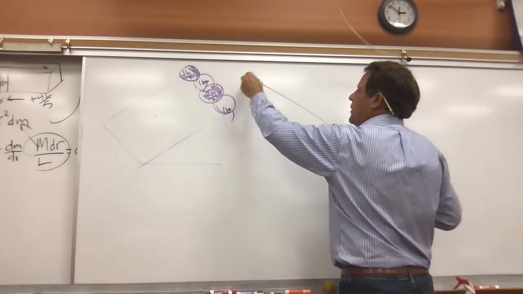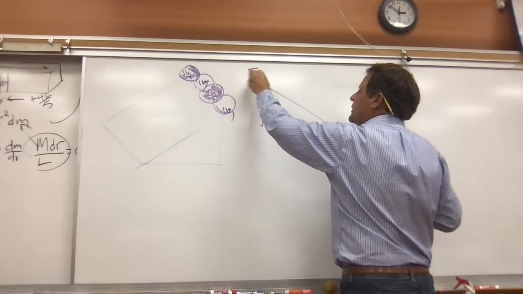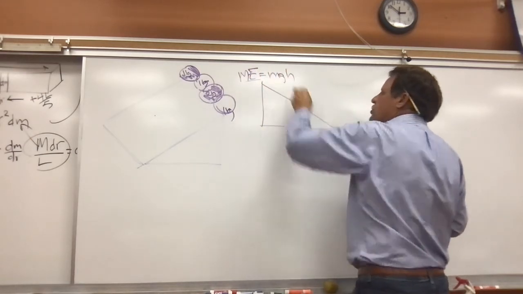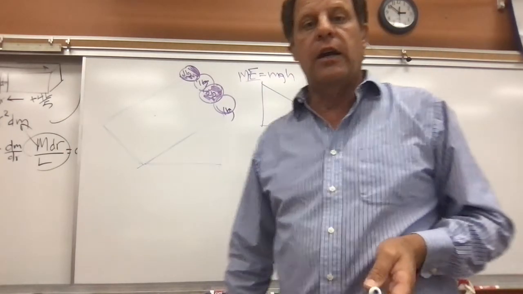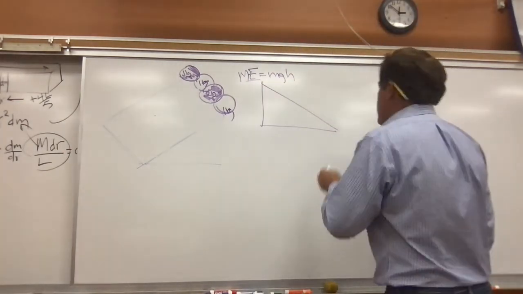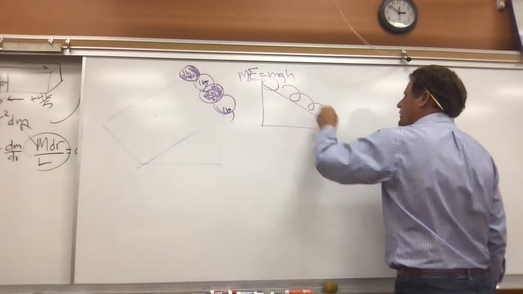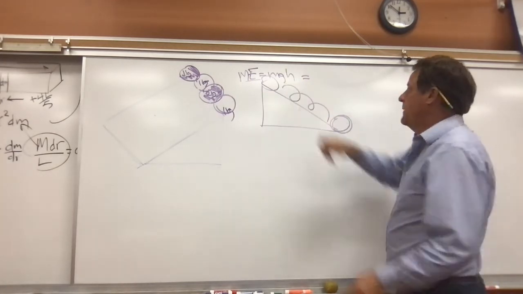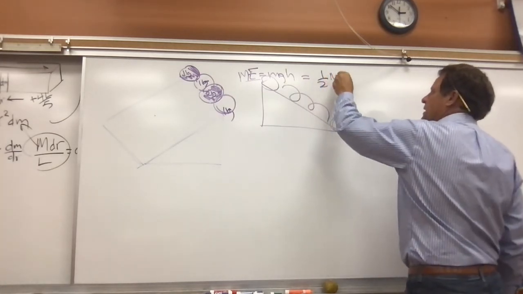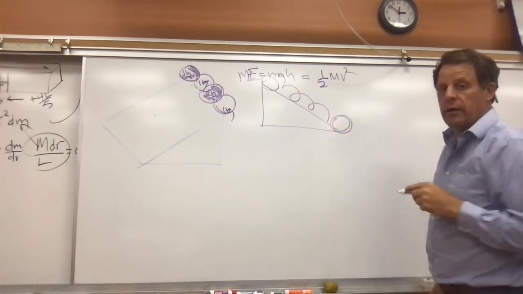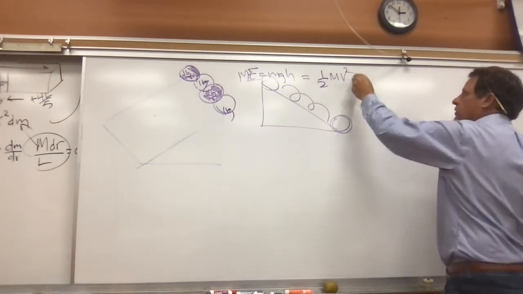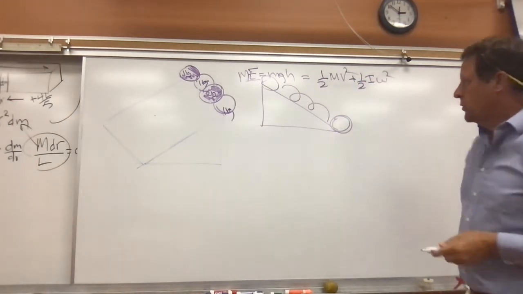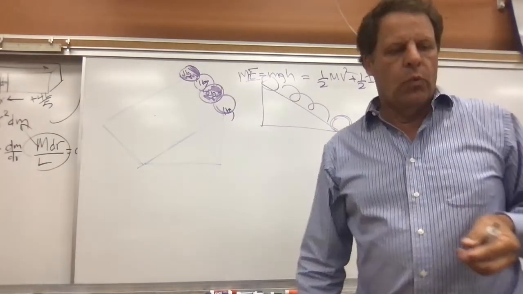So essentially, as they come down, I'm going to draw it over here. Up here, the only kind of energy that we have is going to be mgh, because they are not moving in the beginning. But once they roll down to the bottom, the mgh goes away, and we turn that into kinetic energy, which is 1/2 mv squared, but since it's also rolling, it's also going to have 1/2 I omega squared.